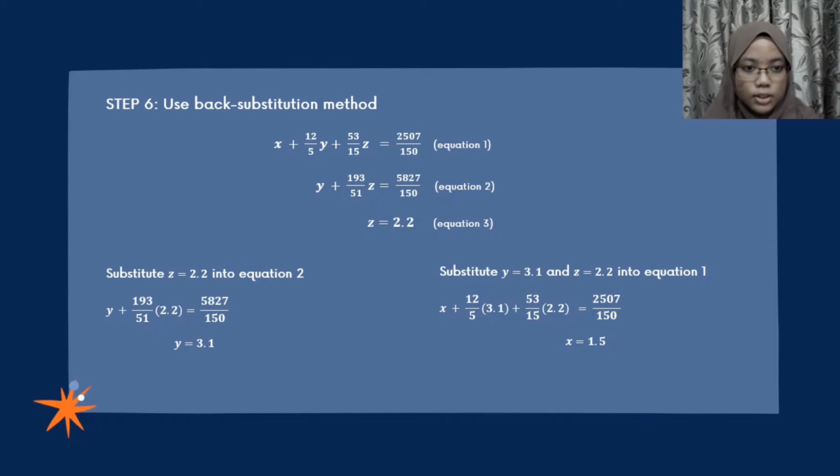The first step is to substitute z equals 2.2 into equation 2. So we will get y plus 193 over 51 times 2.2 equals 5827 over 150. We will get y equals 3.1. Next, substitute y equals 3.1 and z equals 2.2 into equation 1: x plus 12 over 5 times 3.1 plus 53 over 15 times 2.2 equals 2507 over 150. We will get x equals 1.5.